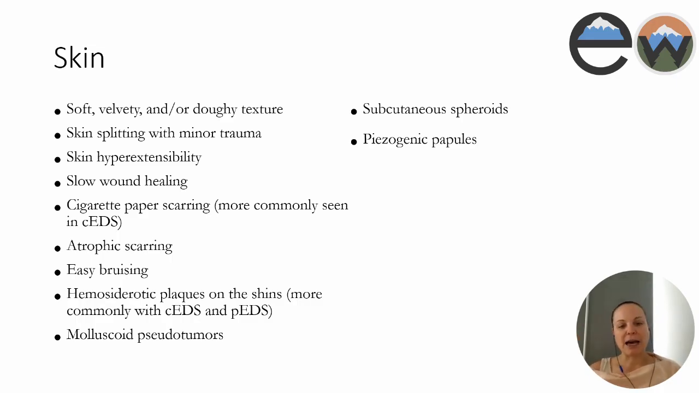Hemosiderotic plaques on the shins of the legs are a discoloration, a brownish color that can develop over the bone, and that we more see with classical and periodontal EDS. But just to note, that's in the connective tissue spectrum. These molluscoid pseudotumors and subcutaneous spheroids are basically things underneath the skin. So, bumpy things underneath the skin, and then piezogenic papules are those little hernias.